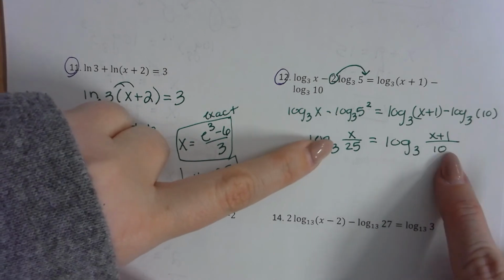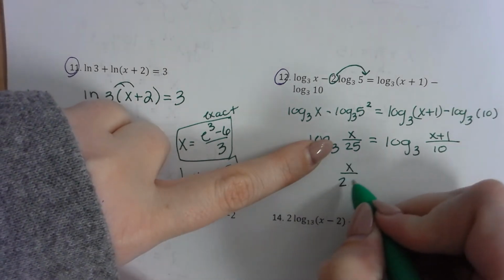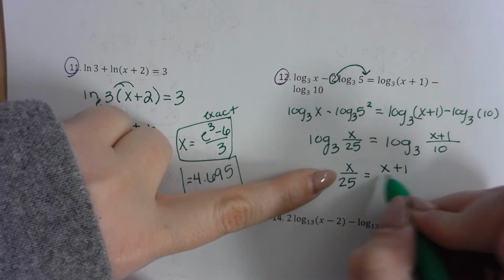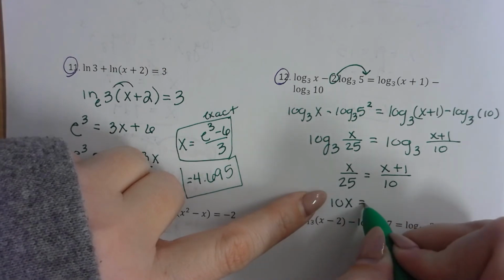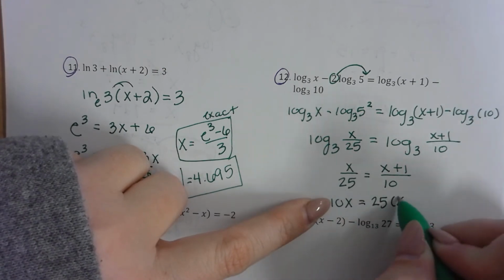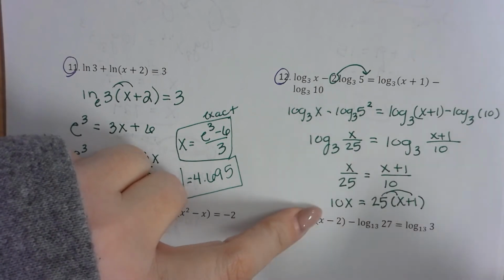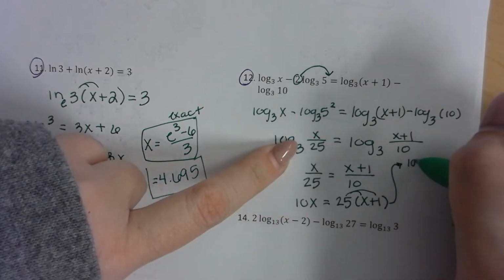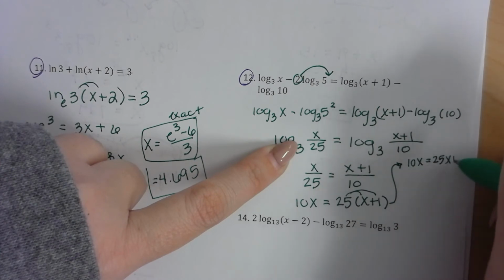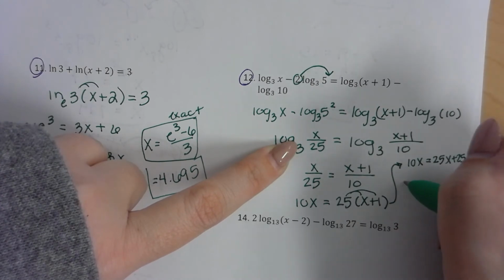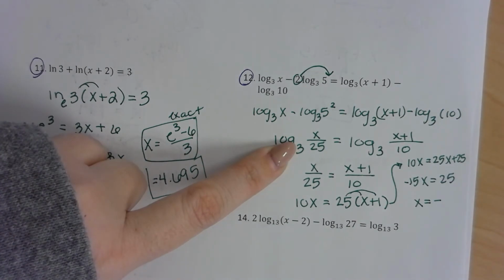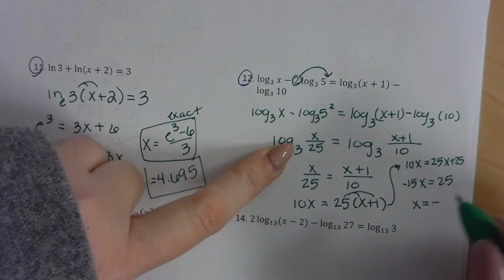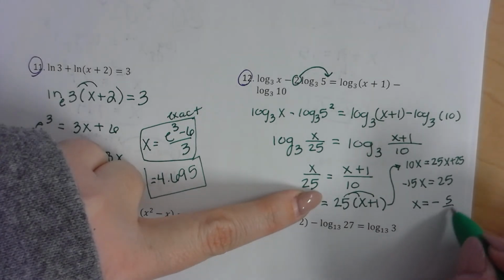We have logs on both sides, so look at the inside. x over 25 equals x plus 1 over 10. Cross multiply, we get 10x equals 25 times x plus 1. Make sure you distribute. 10x equals 25x plus 25. Subtract the 25 over. Divide by negative 15. You get negative 5 over 3.